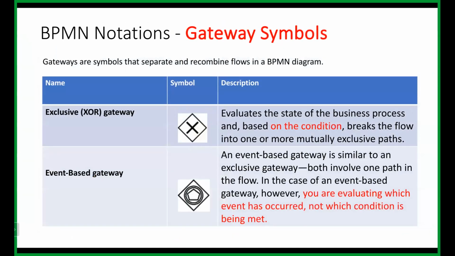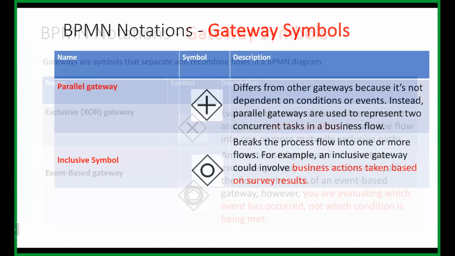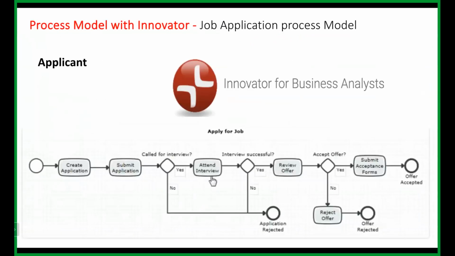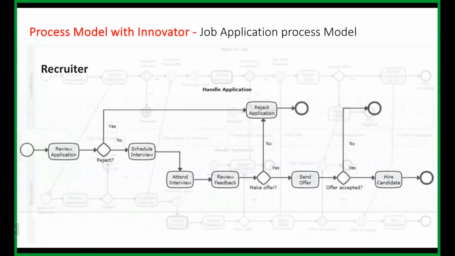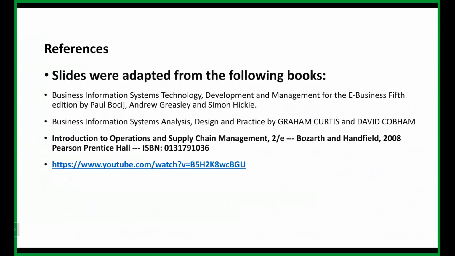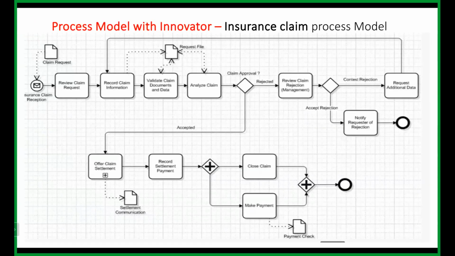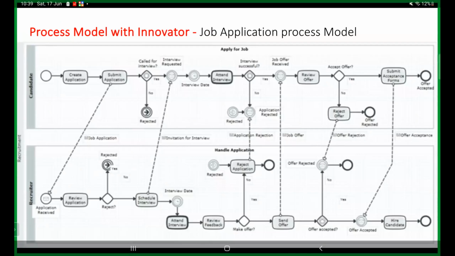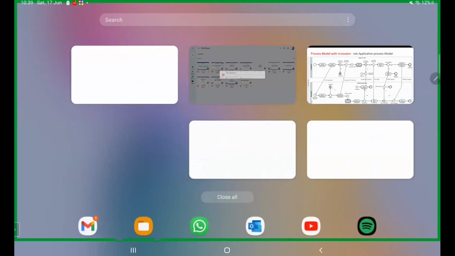Okay, so let us quickly model the process. The most common one is job application, which happens in every organization. So we are going to model a process. And in modeling the process, it will be expected that you'll also be able to do the IA for me.